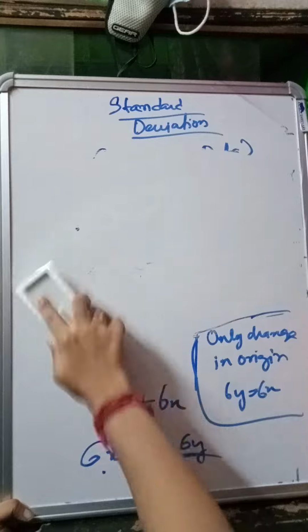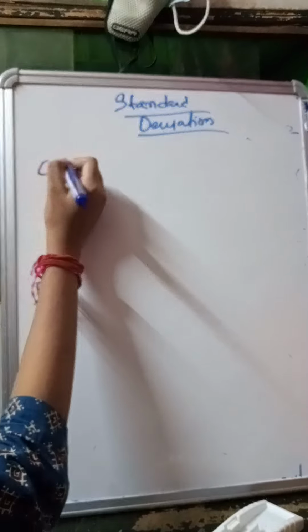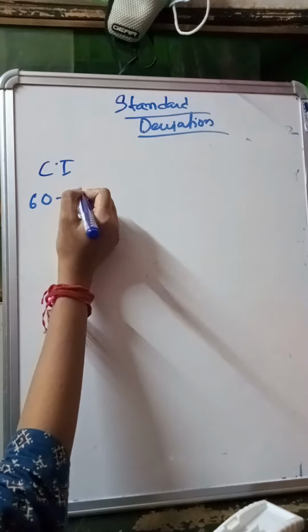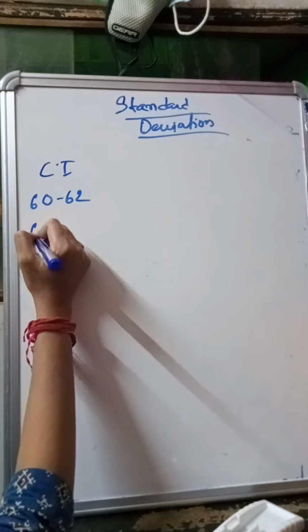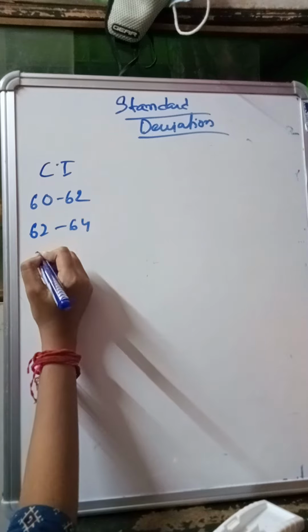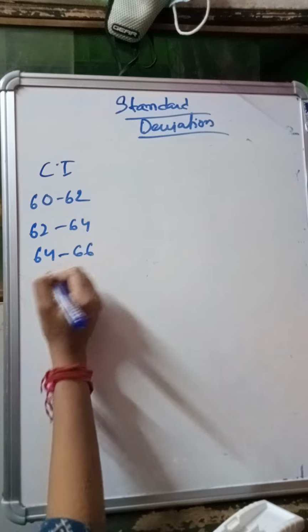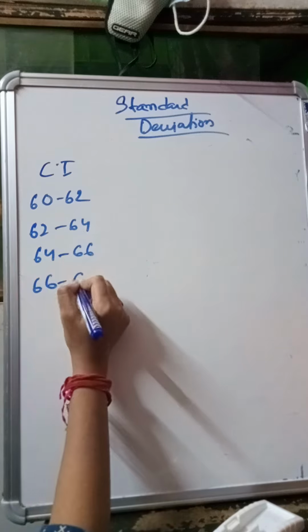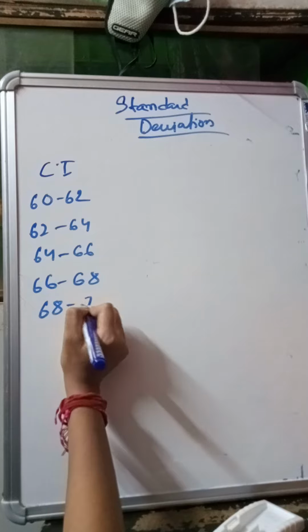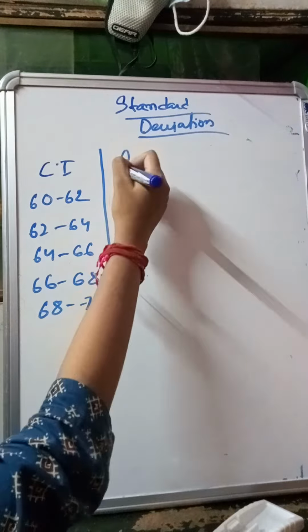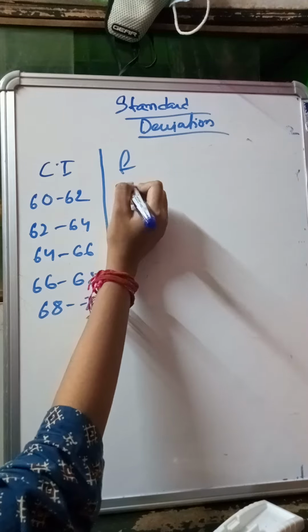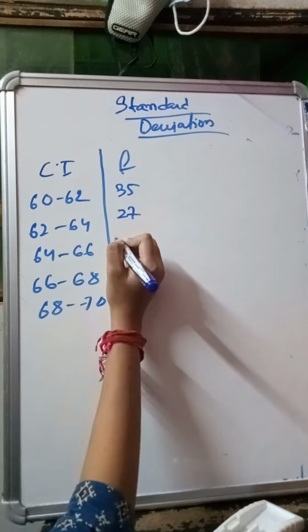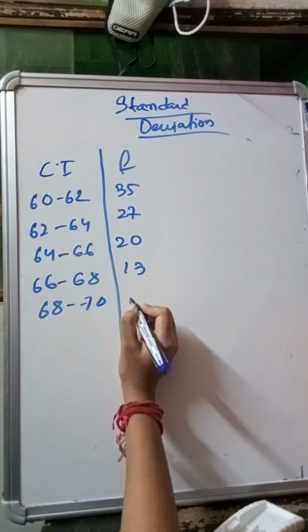Now let us take an example of a sum, then it will be easier. Suppose the data is given with class intervals 60 to 62, 62 to 64, 64 to 66, 66 to 68, and 68 to 70, and the frequencies given are 35, 27, 20, 13, and 5.